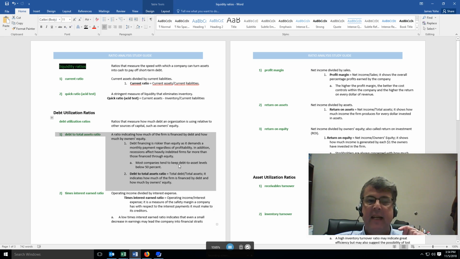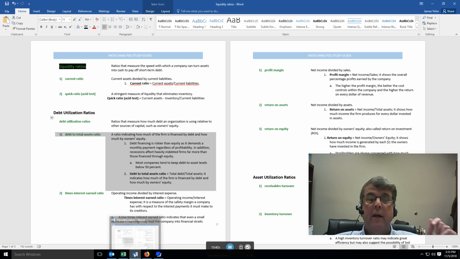Most companies tend to keep debt to asset levels below 50%. This would be specific to certain industries. Some industries might not use a lot of debt at all. They may be well under 50. Some might use more. Large capital-intensive industries like a utility, say a power company, because they have to buy plants and all these other things and update them and refurbish them, they may have debt to asset ratios higher than 50%. Meanwhile, a small retailer may not.